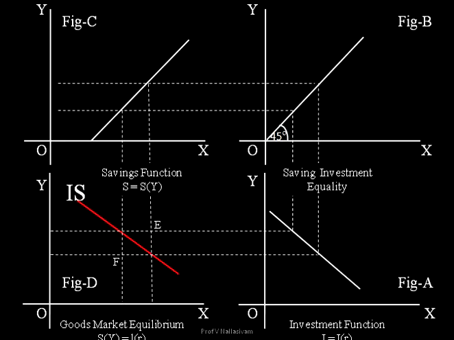IS curve traces the real economy or goods economy equilibrium. Investment function and savings function are used to obtain the IS curve.